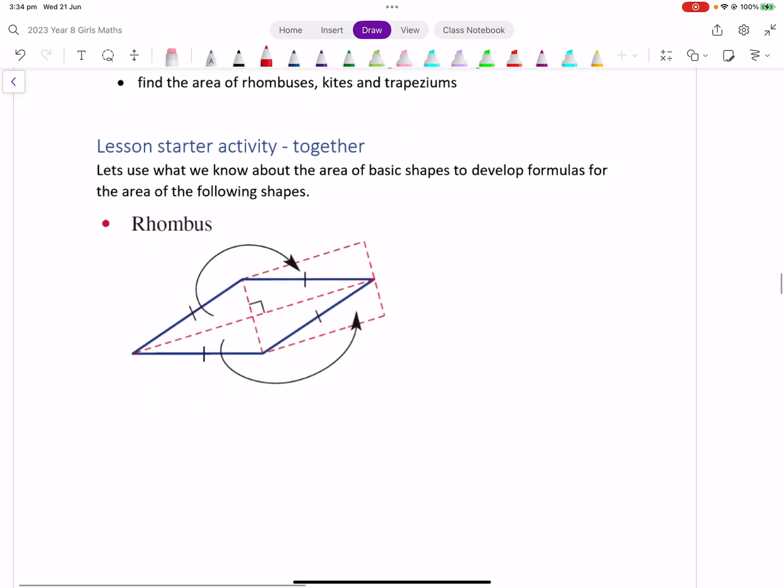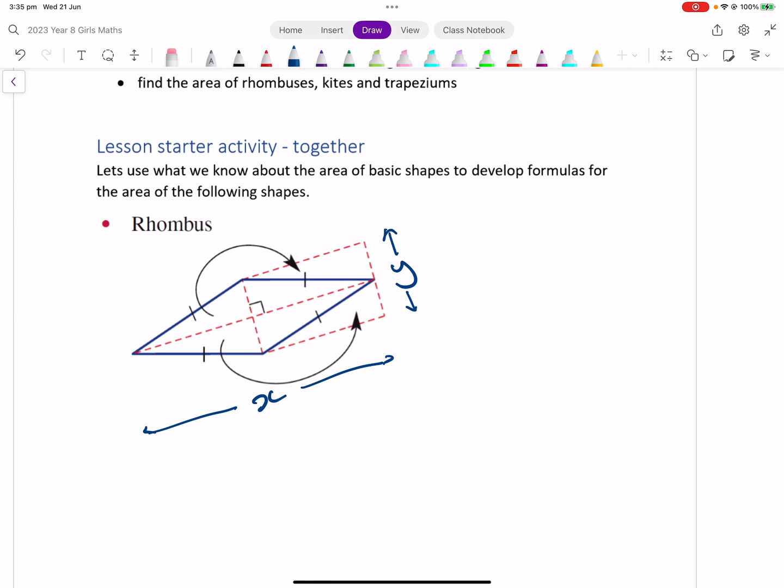So let's use what we know about the area of basic shapes to develop some formulas. This first one is called a rhombus, and it is diamond-shaped. Now, you know how with rectangles we say length times width, and with parallelograms and triangles we say base and height as the dimensions by which you measure them. For rhombuses and kites, we use X and Y, standing for the length and the width of your rhombus.